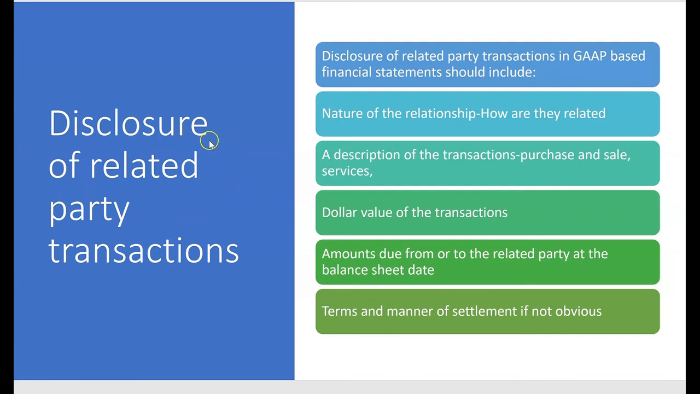So what does it take to properly disclose related party transactions? Well, you need to disclose the nature of the relationship. How are the parties related? Is it a family member? Is it an equity method investor? Who are we doing business with? A description of the transaction. Is it a purchase and sale? Is it services? What type of transaction is it? That needs to be disclosed. The dollar value of the transactions. They need to be disclosed. And the amounts due from or due to the related party at the balance sheet date. How much is owed from them? How much is owed to them at the balance sheet date? And the terms and matter of settlement, if not obvious.